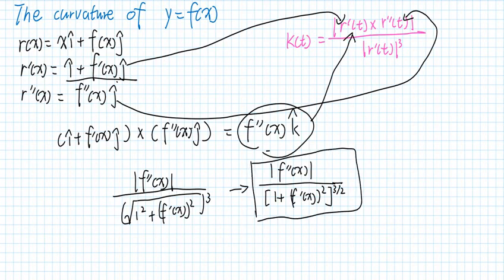So this formula is the curvature of a function like y equals f(x). The method is just to change y equals f(x) into a vector function, and the following steps are the same as those for a vector function.